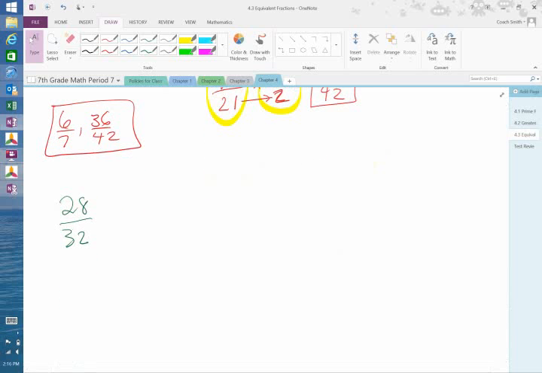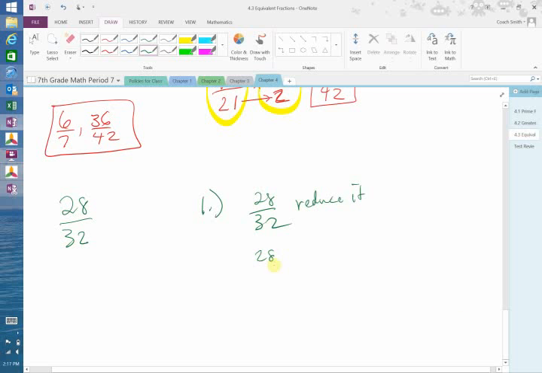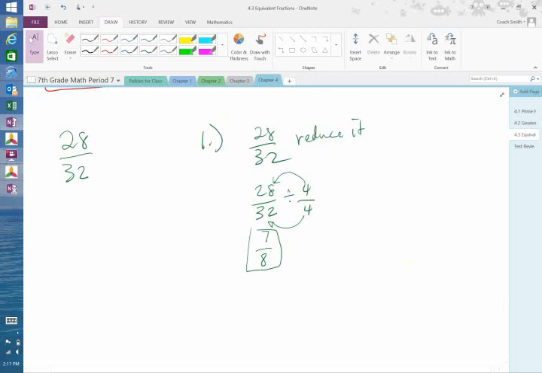All right, so 28 over 32, they want you to write two equivalent fractions. So fraction number 1, we take 28 over 32 and we reduce it. So 28 over 32 can be reduced by what? No, we've already had this one. Look back in your notes. By 4. So I'm going to divide by 4 over 4. 4 goes into 28 7 times. 4 into 32 8 times. So there's your first fraction, 7 over 8.